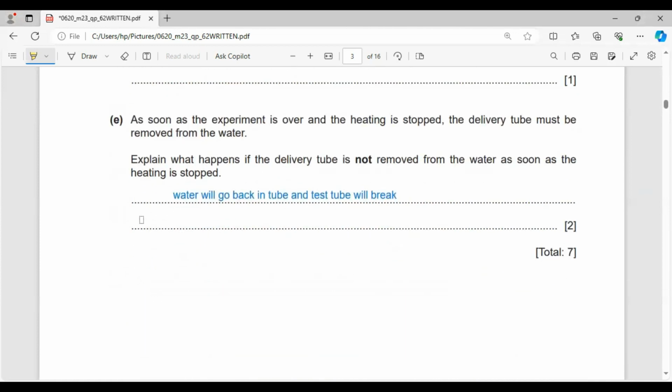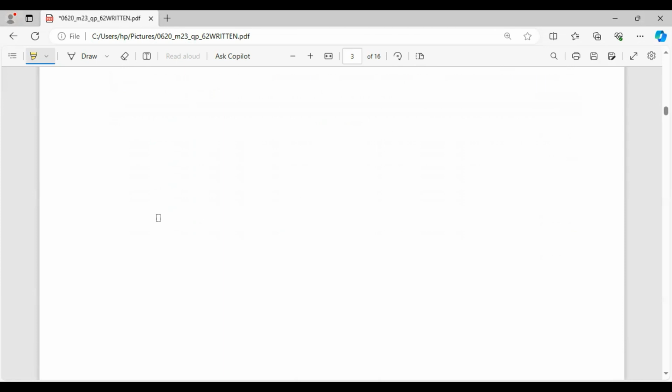As soon as the experiment is over and heating is stopped, the delivery tube must be removed from the water. Explain what happens if the delivery tube is not removed from the water as soon as the heating is stopped. So the water will move back into the test tube and the test tube may break.